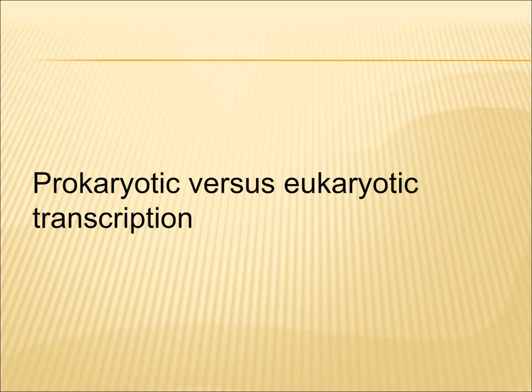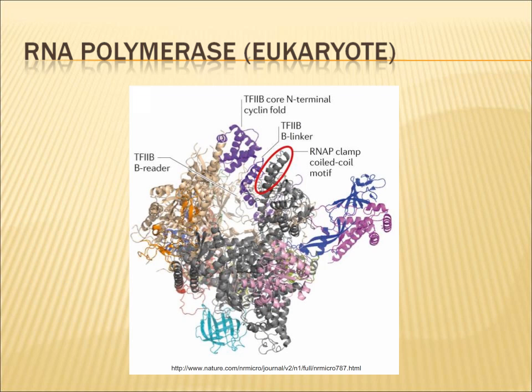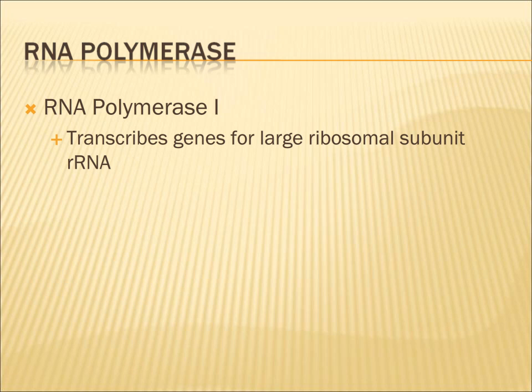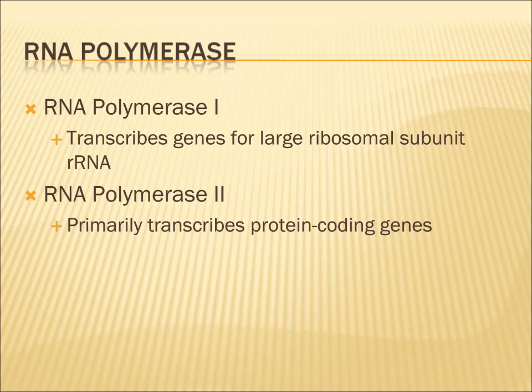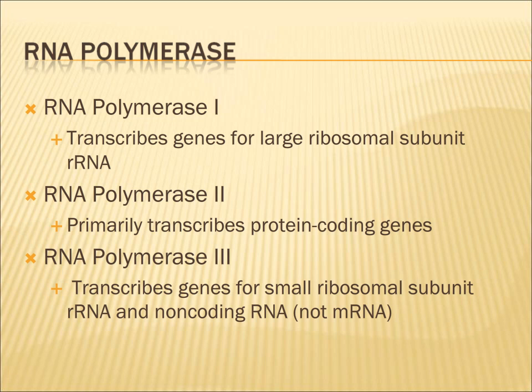Now let's look at how prokaryotic and eukaryotic transcription differ. RNA polymerase in eukaryotes is also composed of different subunits. In addition, while prokaryotes have just one type of RNA polymerase, eukaryotes have several. RNA polymerase I transcribes genes that will not result in a protein product. Instead, the RNA produced by RNA polymerase I will directly be incorporated into the large subunit of the ribosome. RNA polymerase II does transcribe genes that code for proteins, and we will look at this one in more detail later. RNA polymerase III also transcribes non-coding genes, like RNA polymerase I.